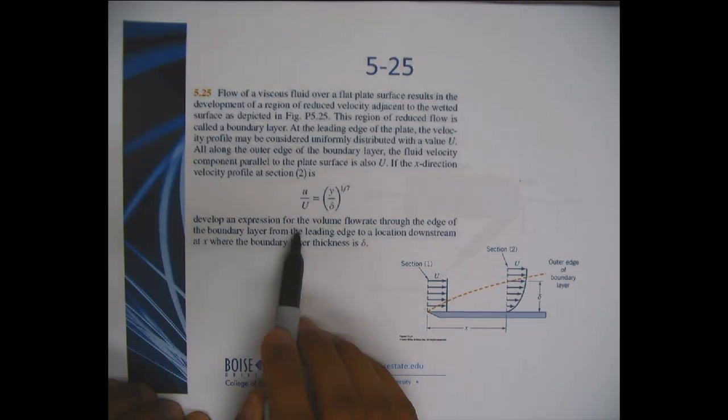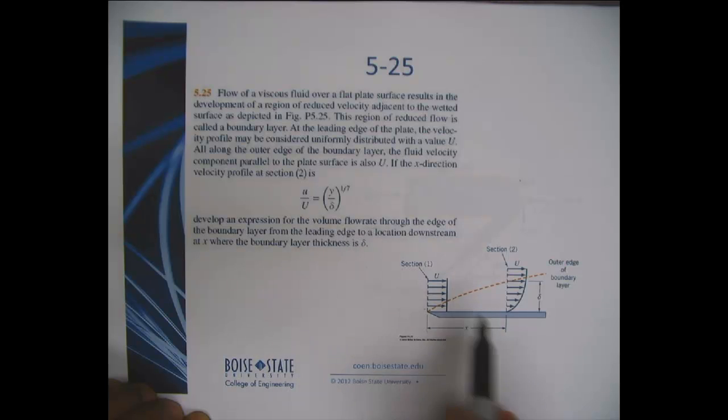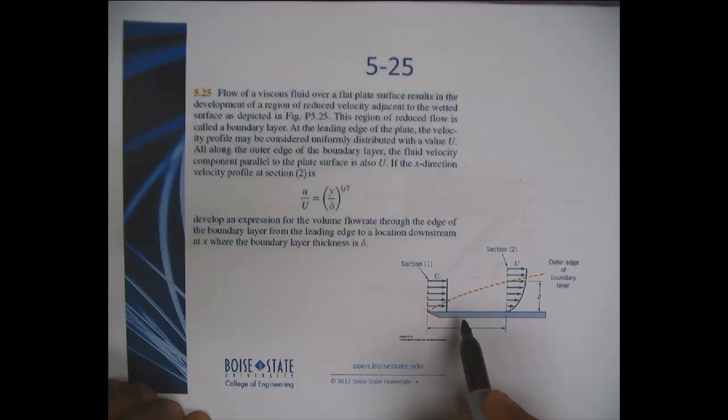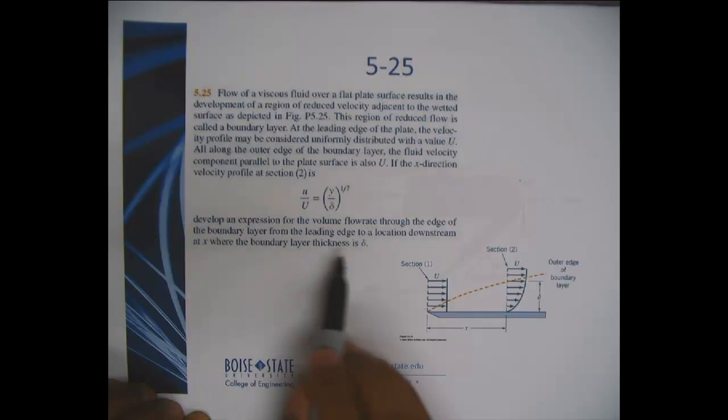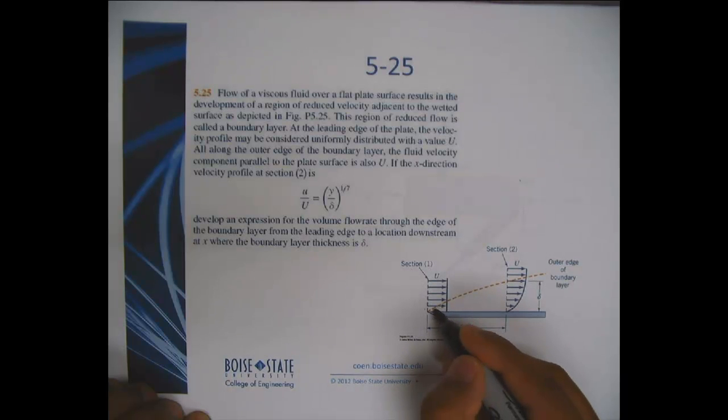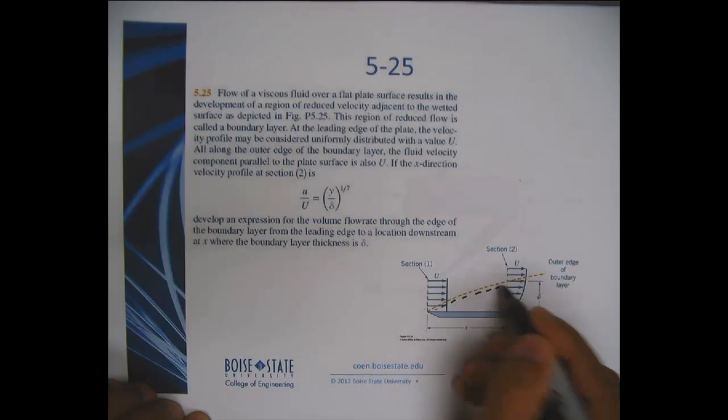And if the x direction velocity profile at this section 2 is given by this profile, we're asked to develop an expression for the volume flow rate through the edge of the boundary layer from the leading edge to a location downstream at x where the boundary layer thickness is some delta. Okay, so let's define a control volume here.